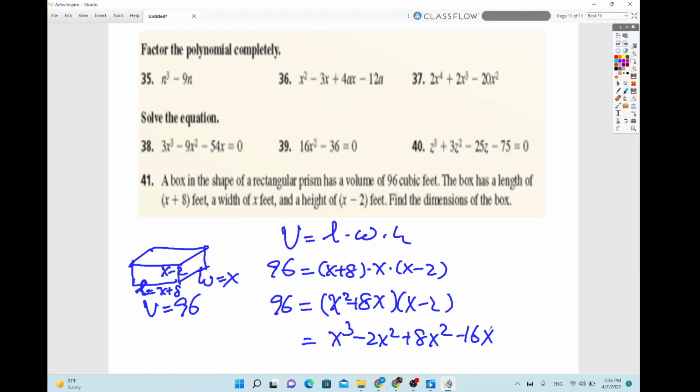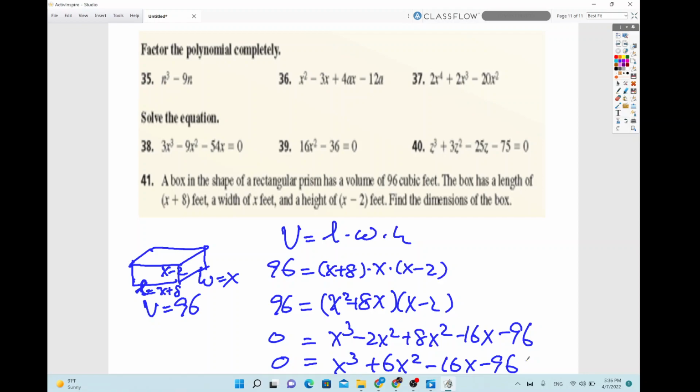Now this is a non-linear equation. If it's non-linear, that means you want to bring everything together, so subtract 96. Now we end up with five terms, but we can combine like terms. Once you combine them, we get x to the power of 3 plus 6x squared minus 16x minus 96. It's a cubic polynomial.